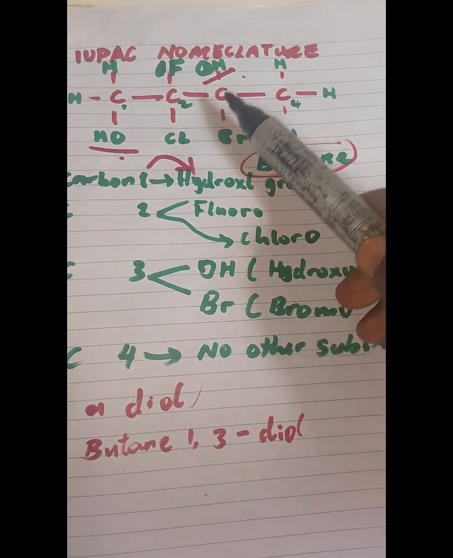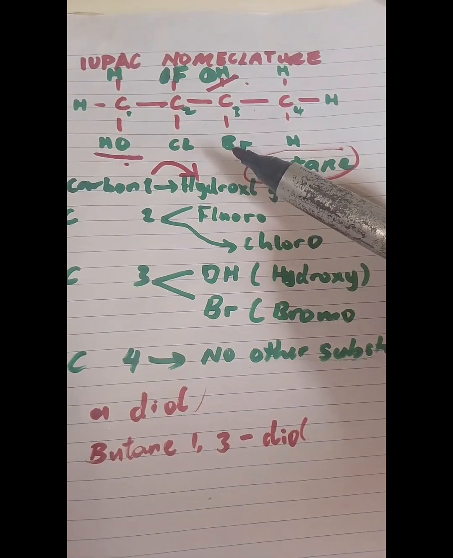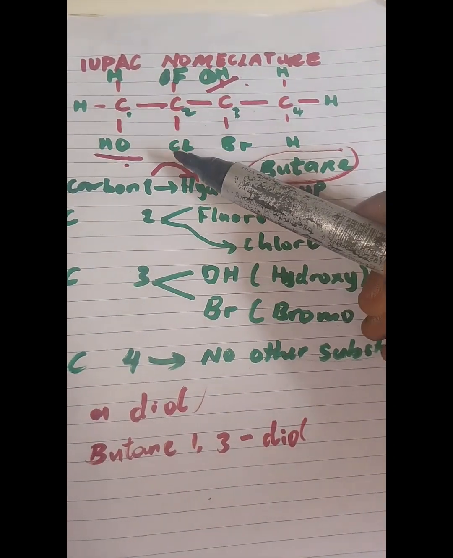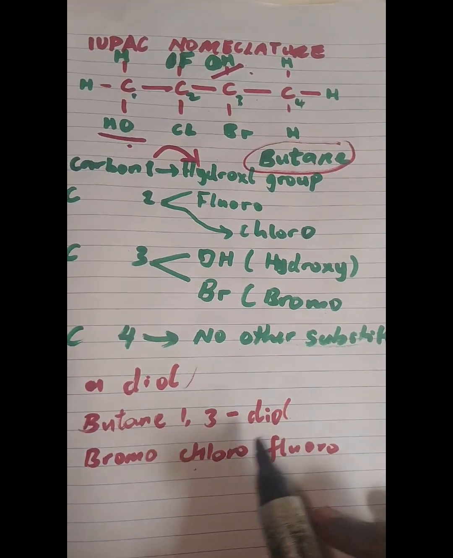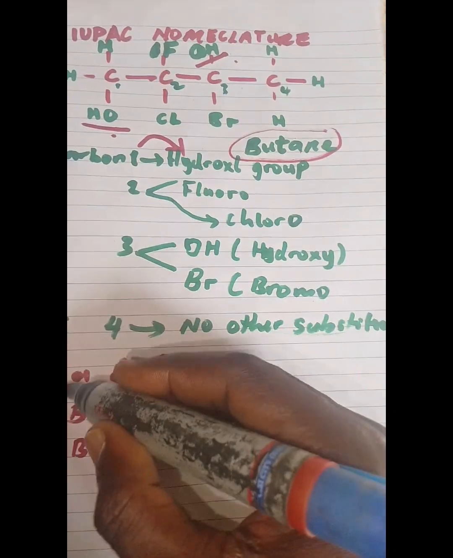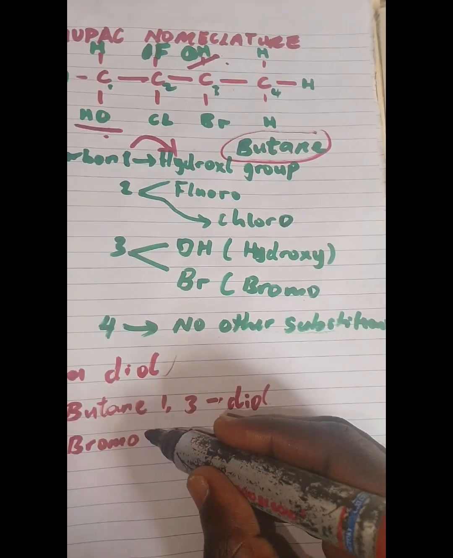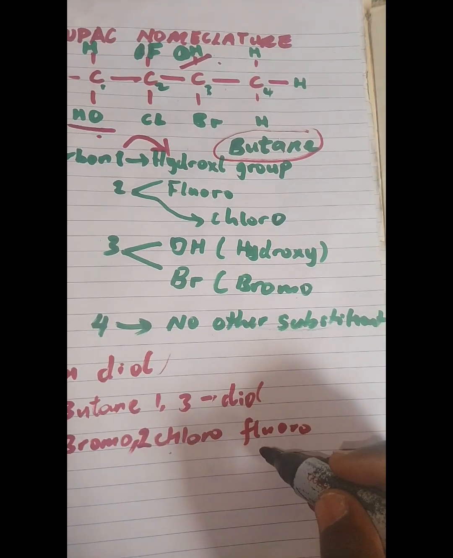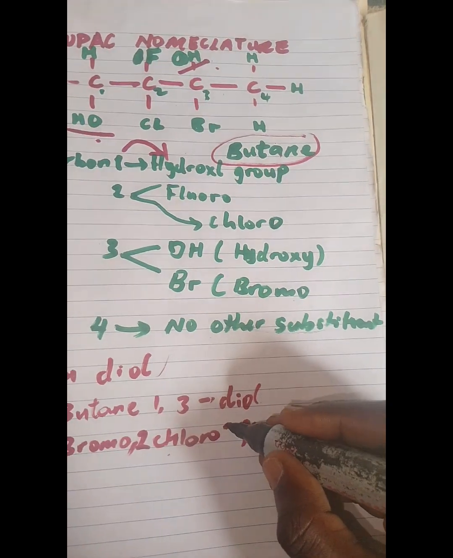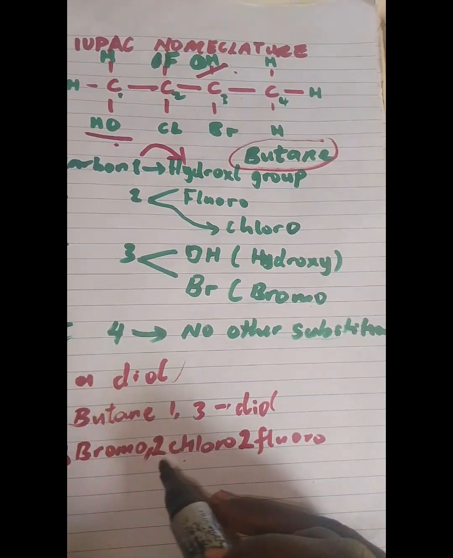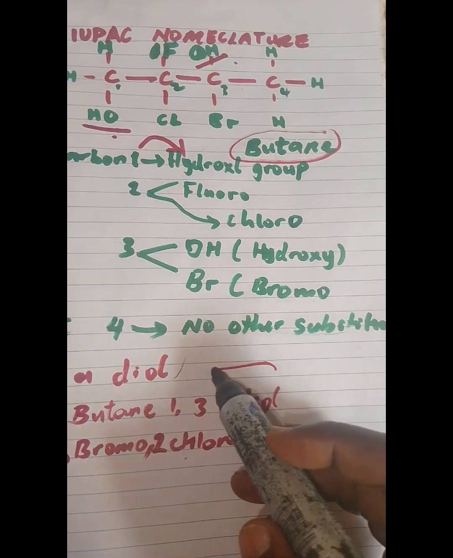You have bromine, chlorine, and fluorine. In alphabetical order, you have B, C, F. Bromo, chloro, fluoro. Bromo is at the third one, so that is 3-bromo. Chloro is at the second one, 3-bromo, 2-chloro. And then how about fluoro? Fluoro is also at the second one. So you have 3-bromo, 2-chloro, 2-fluoro, then butane-1,3-diol.